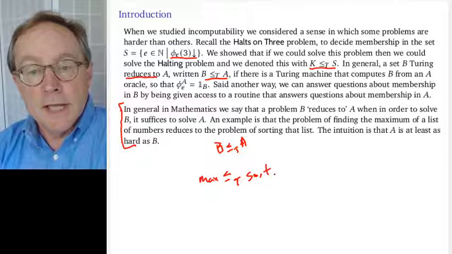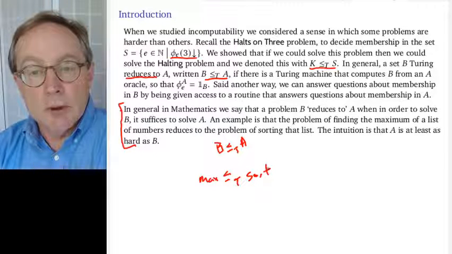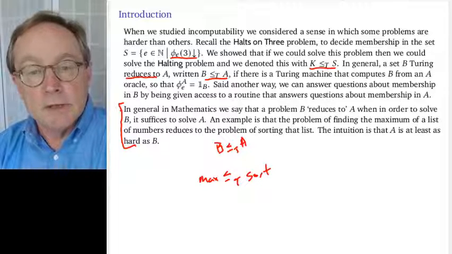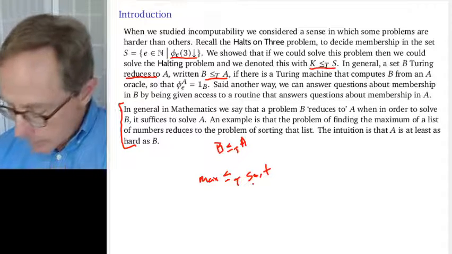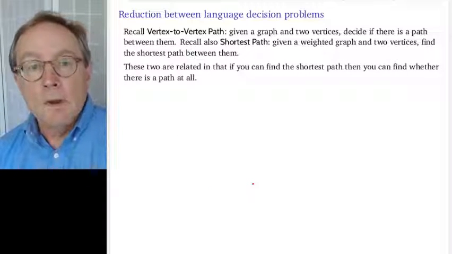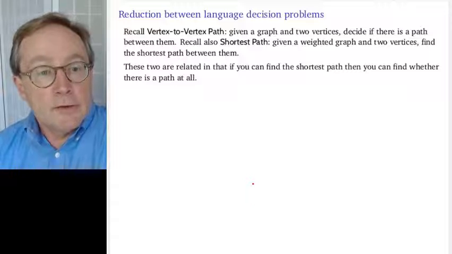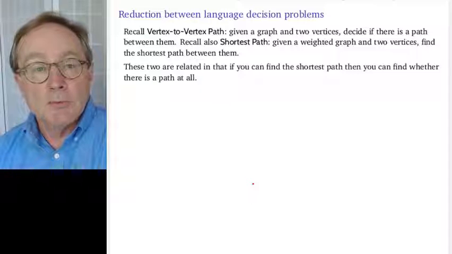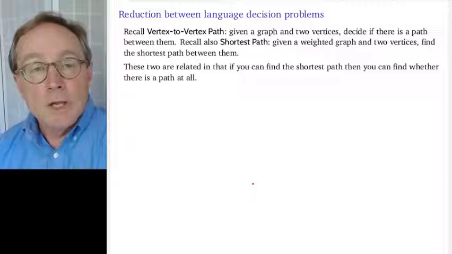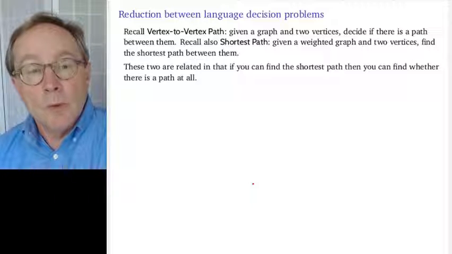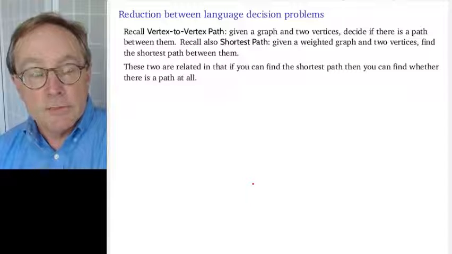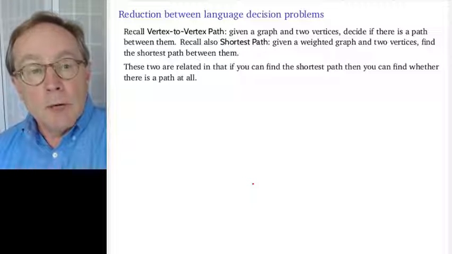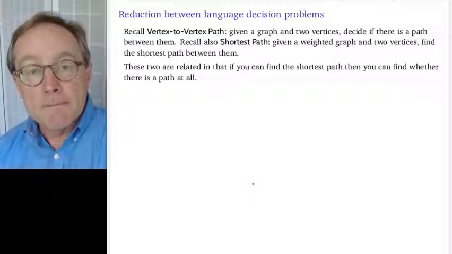There's some sense in which the problem on the bigger end of the greater than or equal to sign is at least as hard as the problem on the other end. We want to extend that in this chapter to the problems that we're studying. Specifically in this chapter, the way we're interested in classifying problems is how hard they are. We can typically solve them, but we want to know, can we solve them quickly?